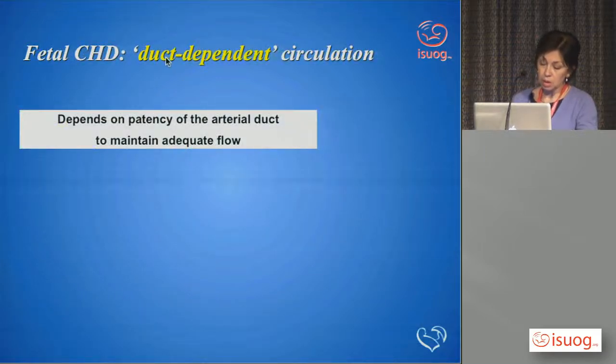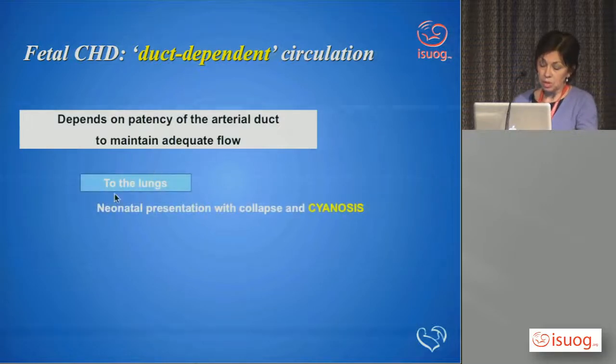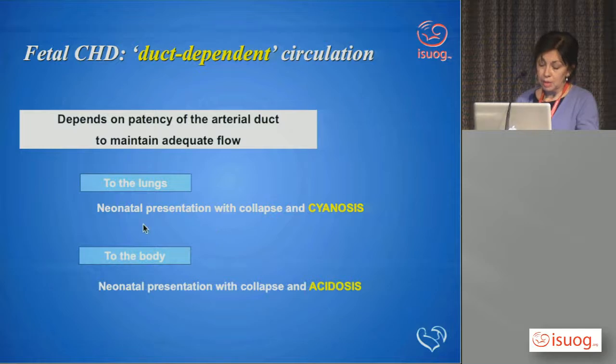So let's go back to the concept of a duct-dependent circulation. There are basically 2 types, and they both depend postnatally on the patency of the arterial duct, and prenatally as well, to maintain adequate flow. And that adequate flow to the lungs will create a group of conditions where there is duct-dependent pulmonary circulation. The baby will present mainly with cyanosis, and it can go off and collapse in a major way in the early neonatal period. And then there is a dependence for the blood to go to the body, a duct-dependent systemic circulation, and the presentation is quite different.